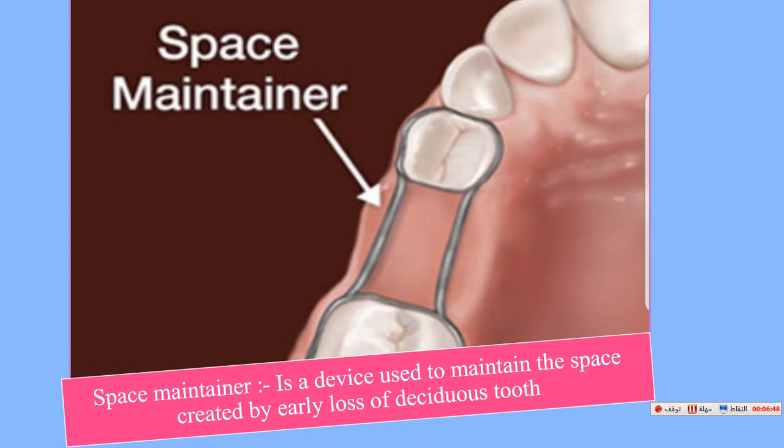So we can define the space maintainer as the device that's used to maintain the space created by early loss of deciduous teeth. To prevent space loss, we need a device named a space maintainer, to allow the eruption of the permanent tooth in the correct position as possible, to prevent any problem in the future, any crowding, any midline shift.